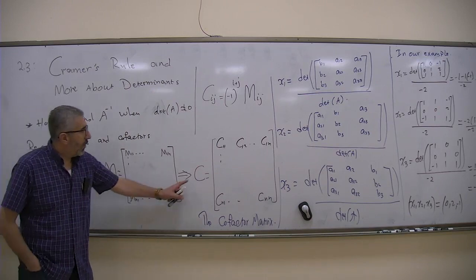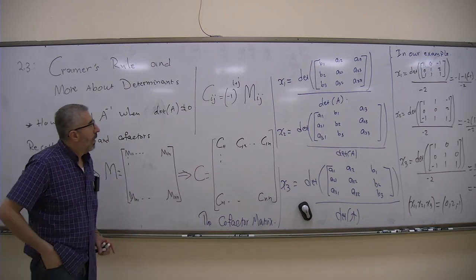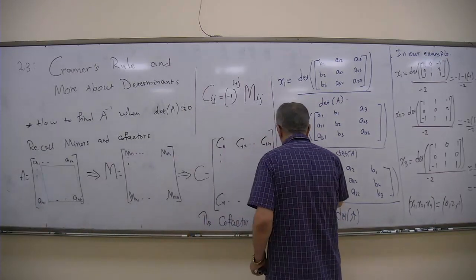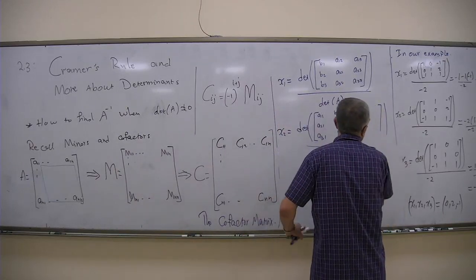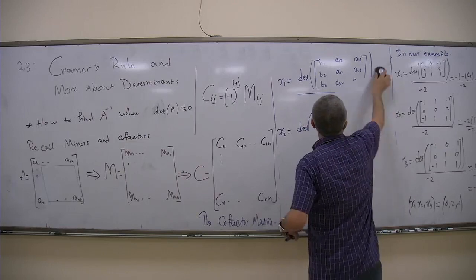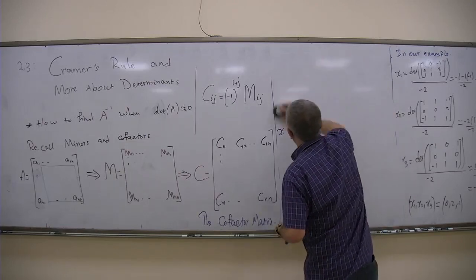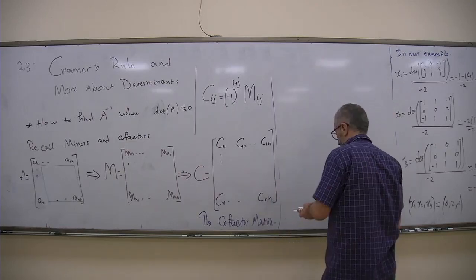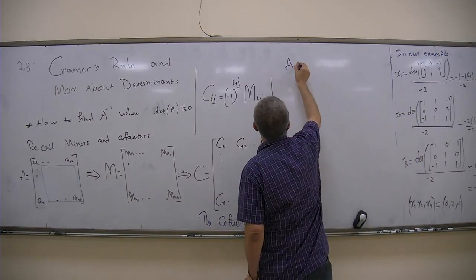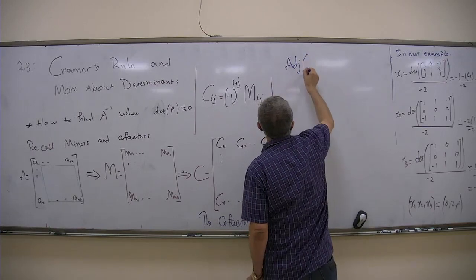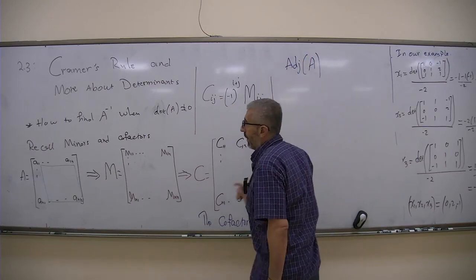So we already talked about that. Now, we define something called the adjoint of a matrix. Adjoint of A. So let me repeat myself.